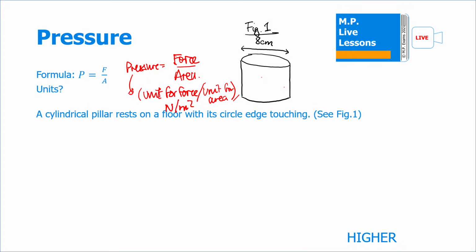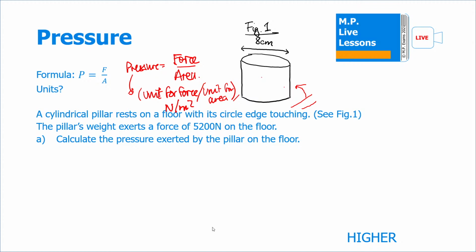Now let's say we've got a cylindrical pillar drawn in figure 1, which is here. The circular edge is touching the ground and it has a diameter of 8 centimeters. The pillar's weight exerts a force of 5,200 newtons on the floor, and you want to calculate the pressure exerted by the pillar on the floor. So as we know, pressure equals the force divided by the area.